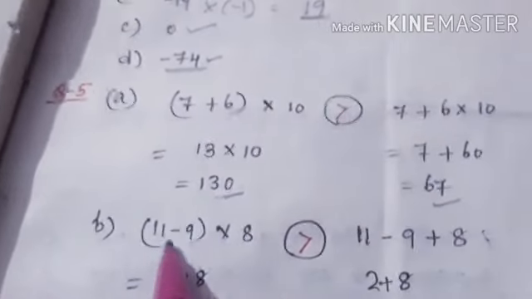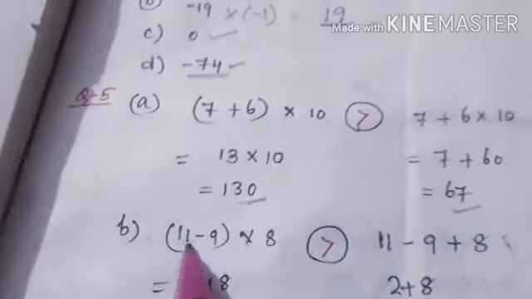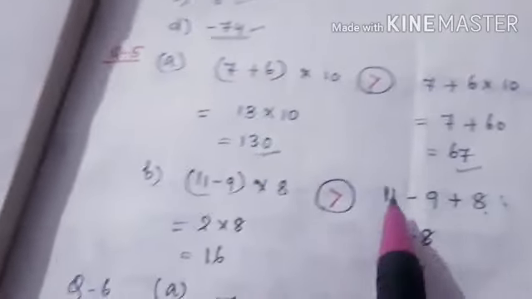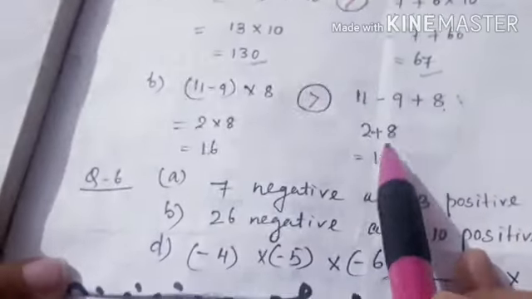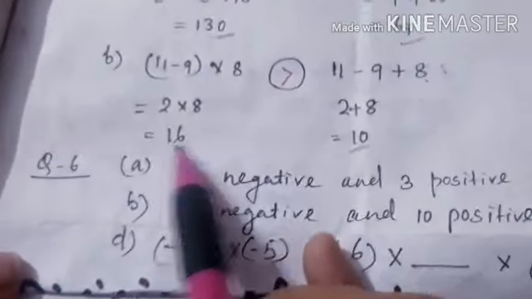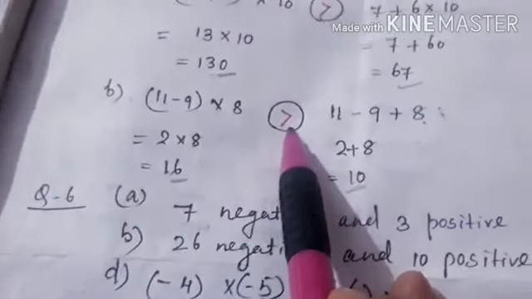In B, 11 minus 9 into 8. 11 minus 9 is 2, into 8 is 16. Here, 11 minus 9 plus 8: 11 minus 9 is 2, plus 8 is 10. Then 16 is greater, so you put the greater than sign here.